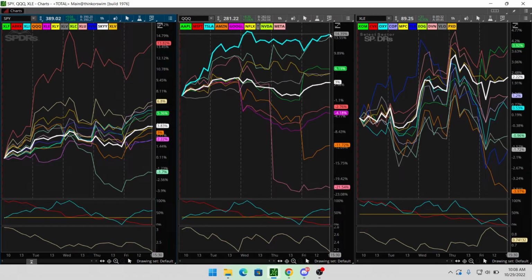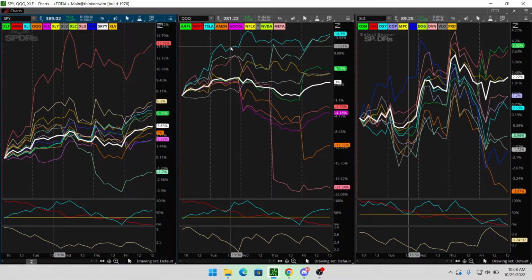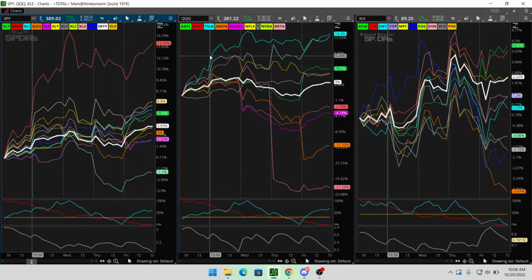I mean, these moves on swing plays off of this 1 hour chart, or even some intraday plays, if you saw this overnight move up and wanted to play it for a day, you still caught a great move for that day. This one's the XLE.